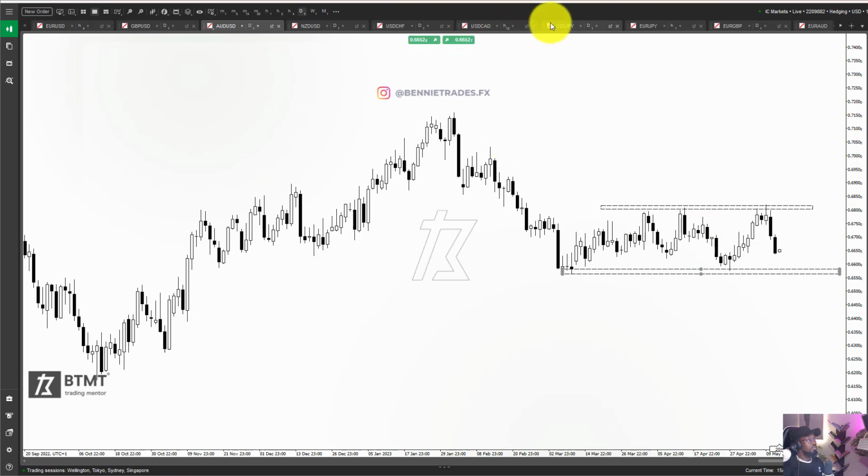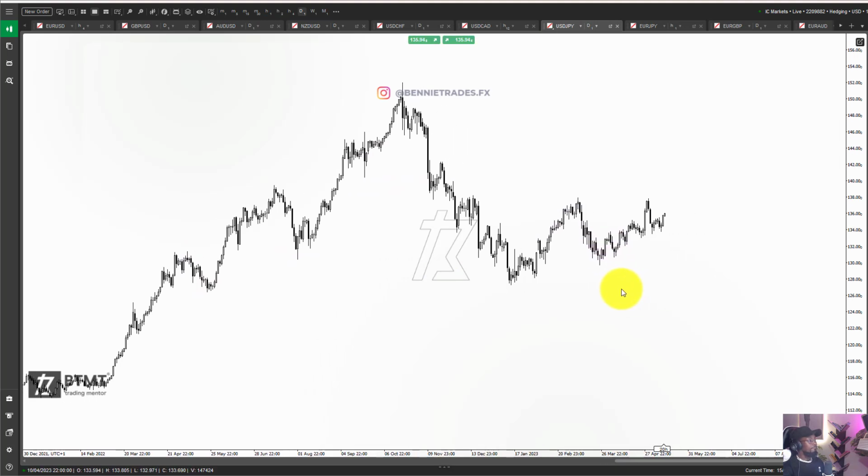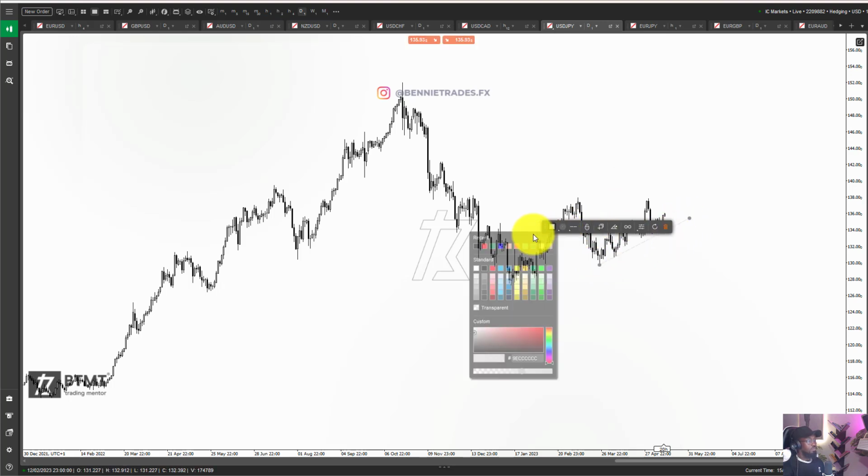Next one, I'll be looking at the US dollar Japanese yen. This is the daily time frame. Traders can see the market goes up, comes down, and stays in what looks like a flag triangle. I've put the lines in for traders to see.